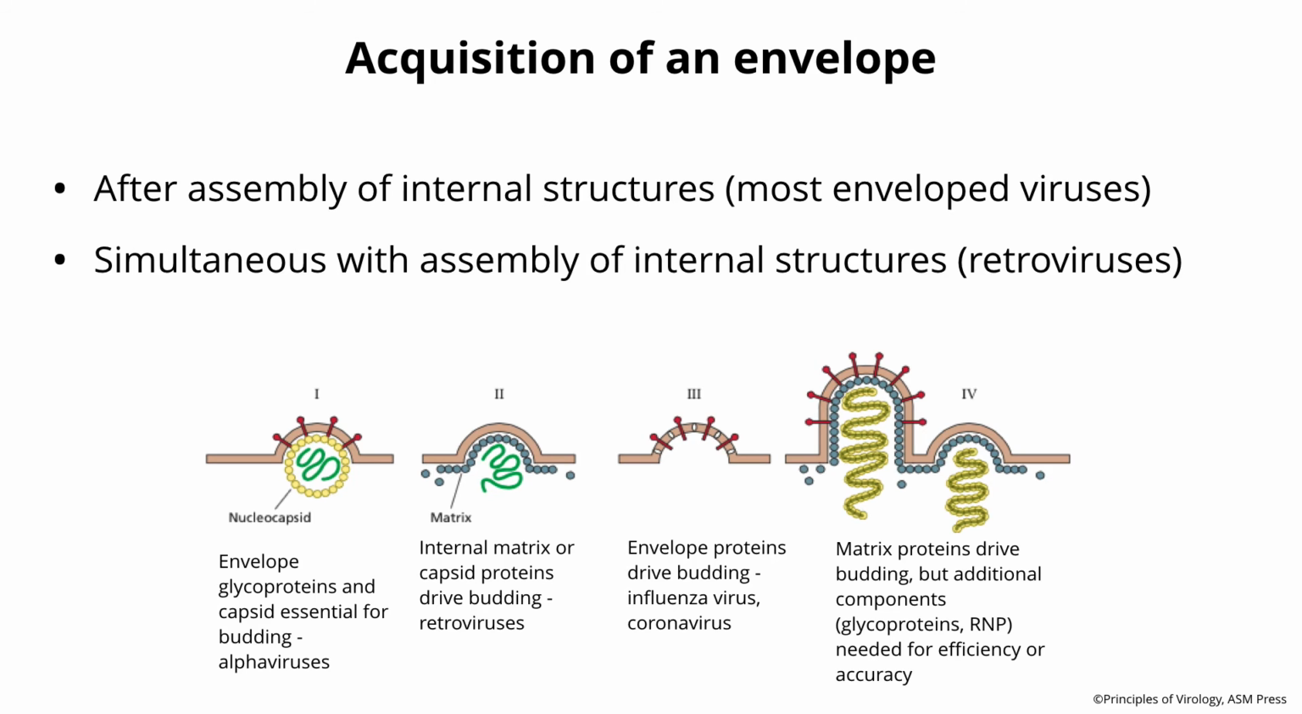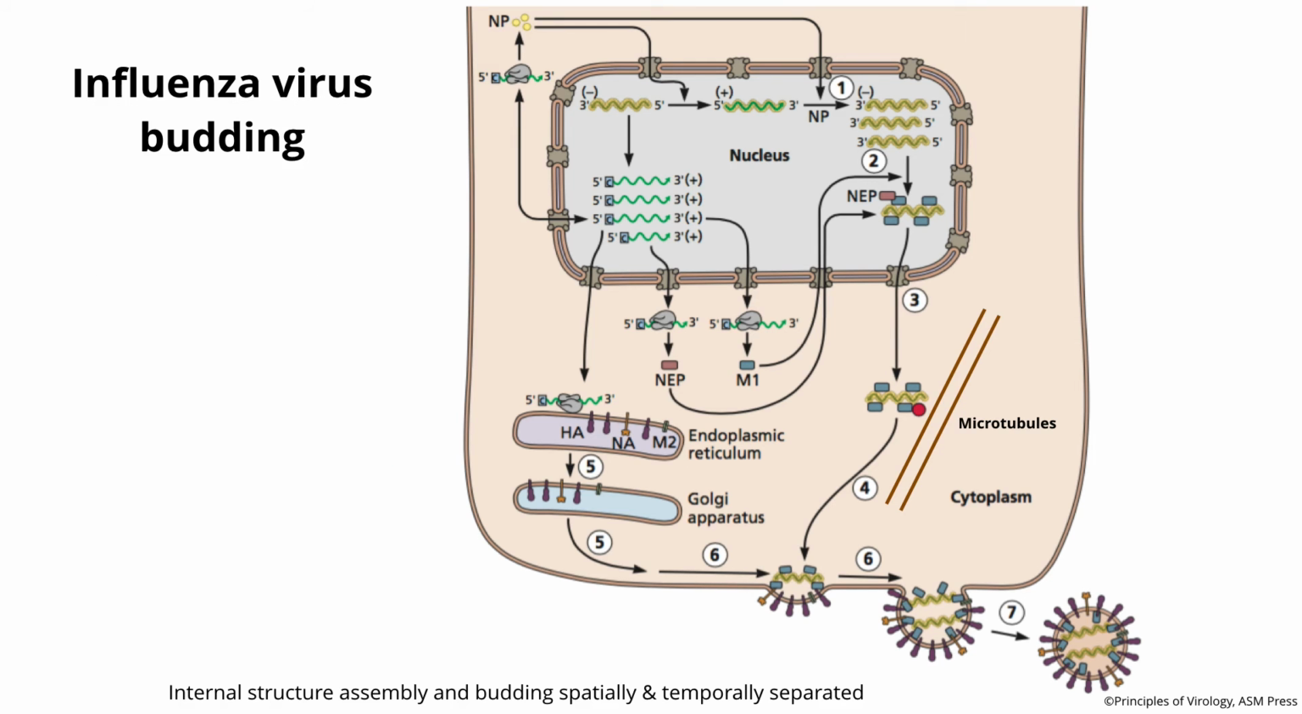But as you will see, what is going on here is the viral proteins are hijacking a cellular process. So let's look at influenza virus budding. And let's take an overview of the whole cycle. The viral genomes replicate in the nucleus. So here, a lot of things going on.